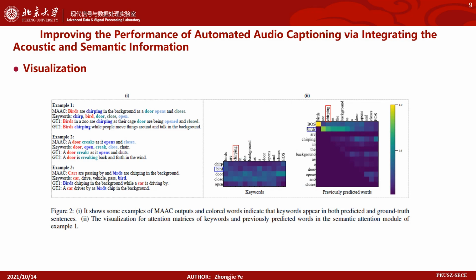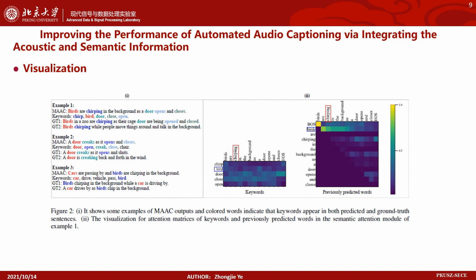Finally, Figure 2 shows some examples of our proposed model outputs and the visualization of attention maps of the keywords and previously predicted words. We can find that semantic information is useful for generating the correct sentences, and extracted keywords may appear in different positions in the predicted sentence. Attention maps of semantic information indicate that keywords and previously predicted words are both used to generate the current word.